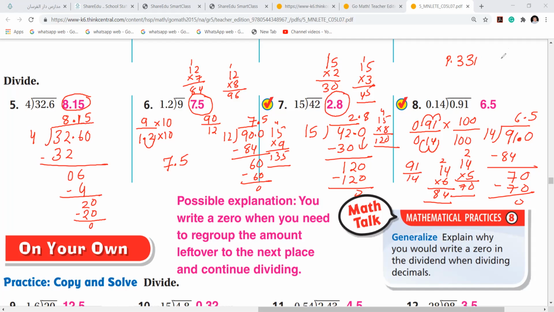If it was, suppose, 0.6 and 0.5, I will multiply with 10. Why with 10? Because when I multiply with 10, the decimal moves one place. When I multiply with 100, the decimal moves two places. So accordingly, see the denominator and multiply with that 10 or 100 or 1,000. Okay?